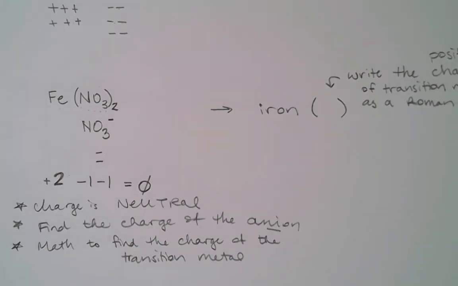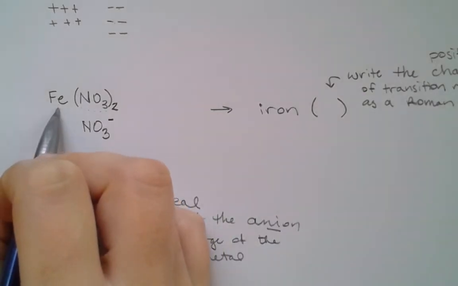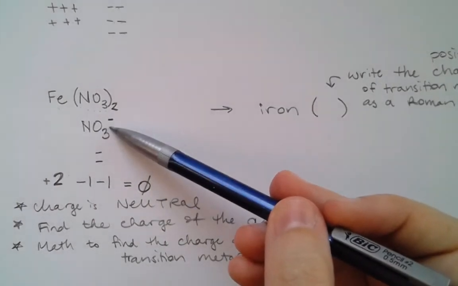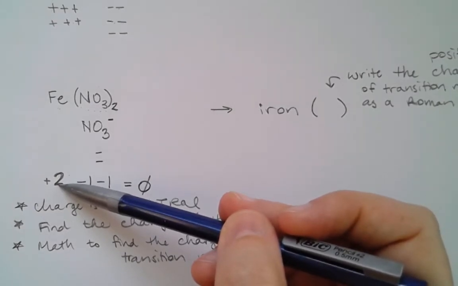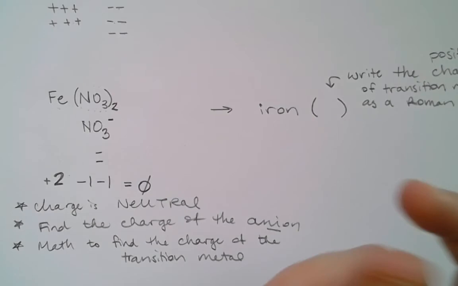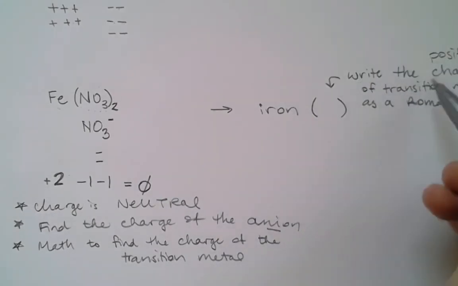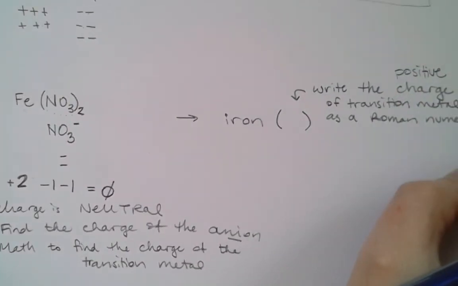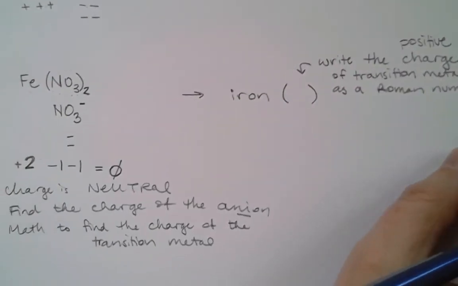You've got a transition metal. You use the charge of the anion to find the charge of the transition metal. Once you've got it, you're going to write the positive charge of the transition metal ion as a Roman numeral. Good. We found the charge of the transition metal ion.